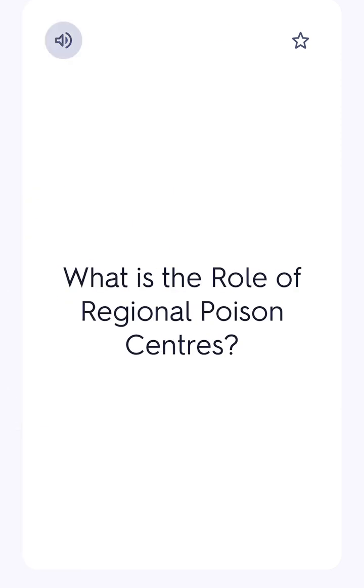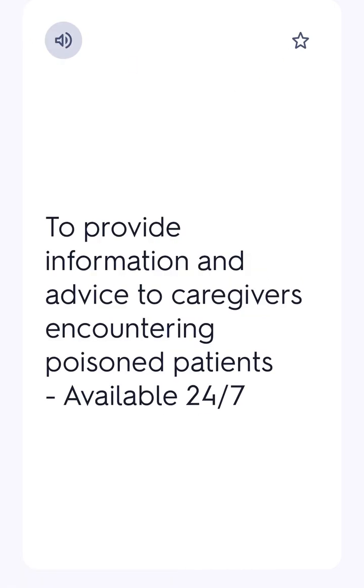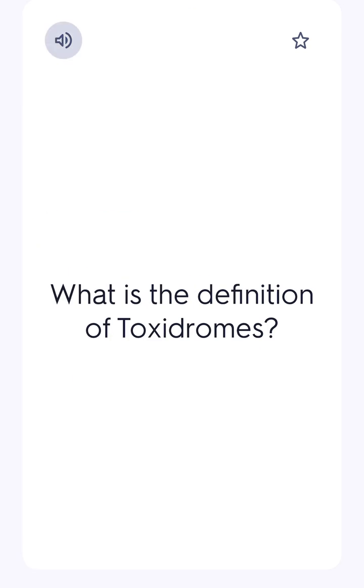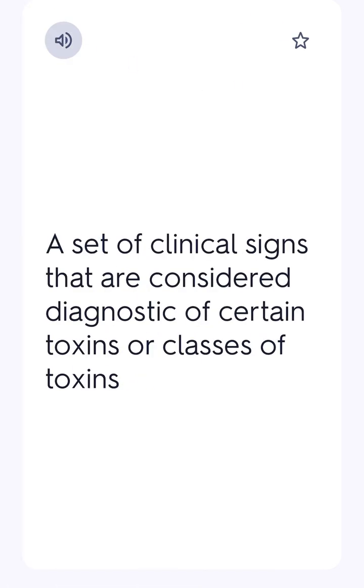What is the role of regional poison centers? To provide information and advice to caregivers encountering poison patients, available 24/7. What is the definition of toxidromes? A set of clinical signs that are considered diagnostic of certain toxins or classes of toxins.